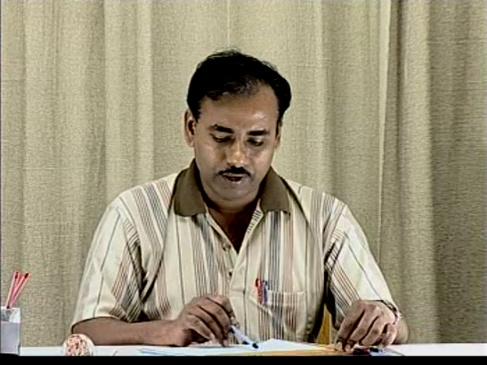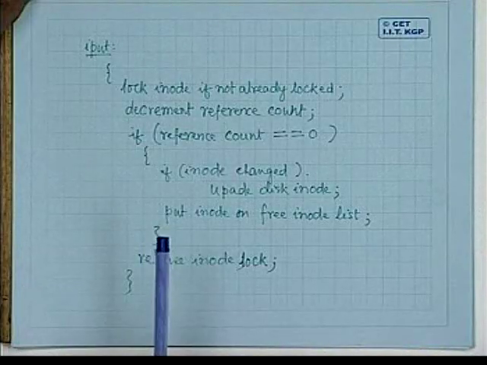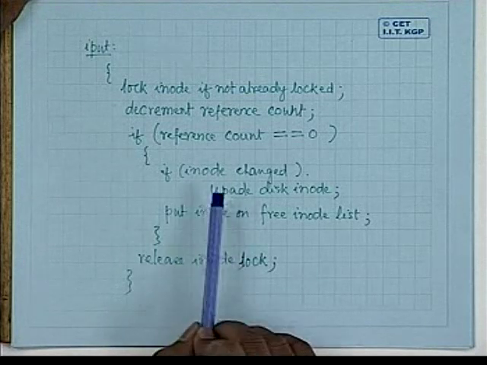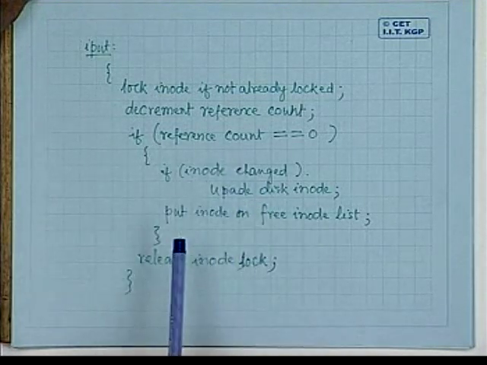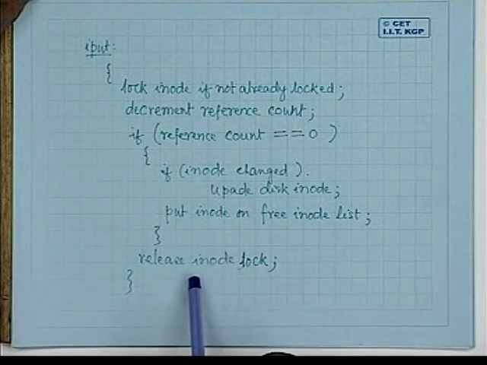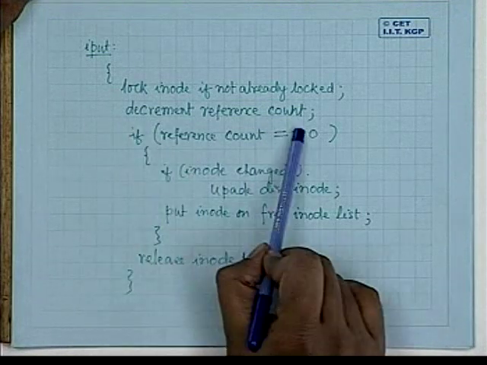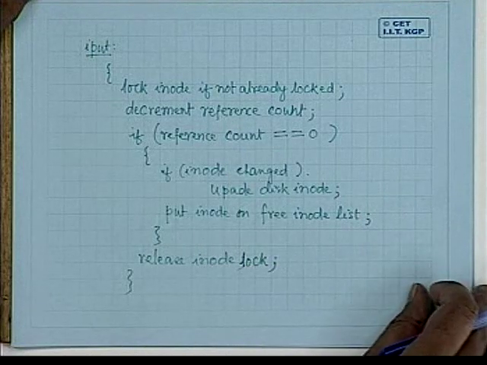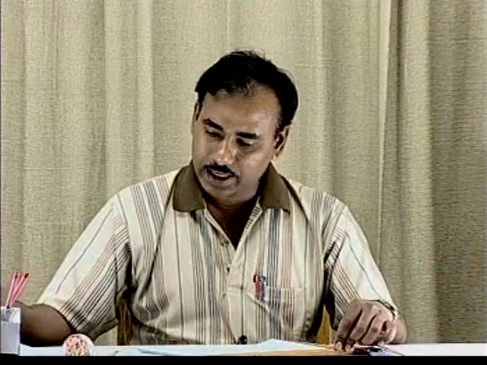Now if the reference count is not equal to 0, that means that though this process has closed the file, the file is open for some other process. The inode is still active for some other process, and in that case the inode cannot be put onto the free list. So the kernel will simply return after decrementing the reference count field. Both the IPUT algorithm and the IGET algorithm assume that the kernel knows the inode number which is being looked for.